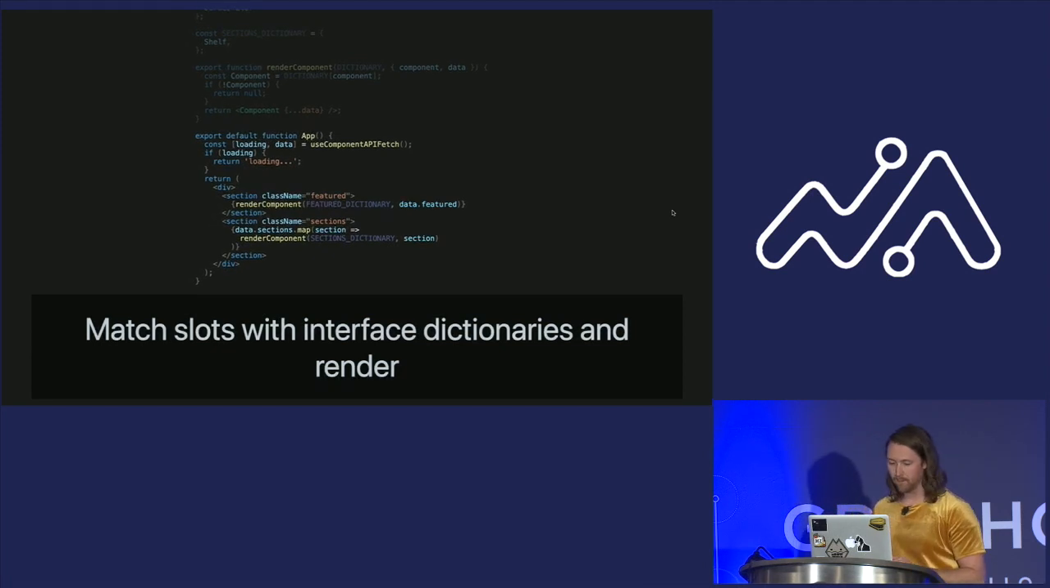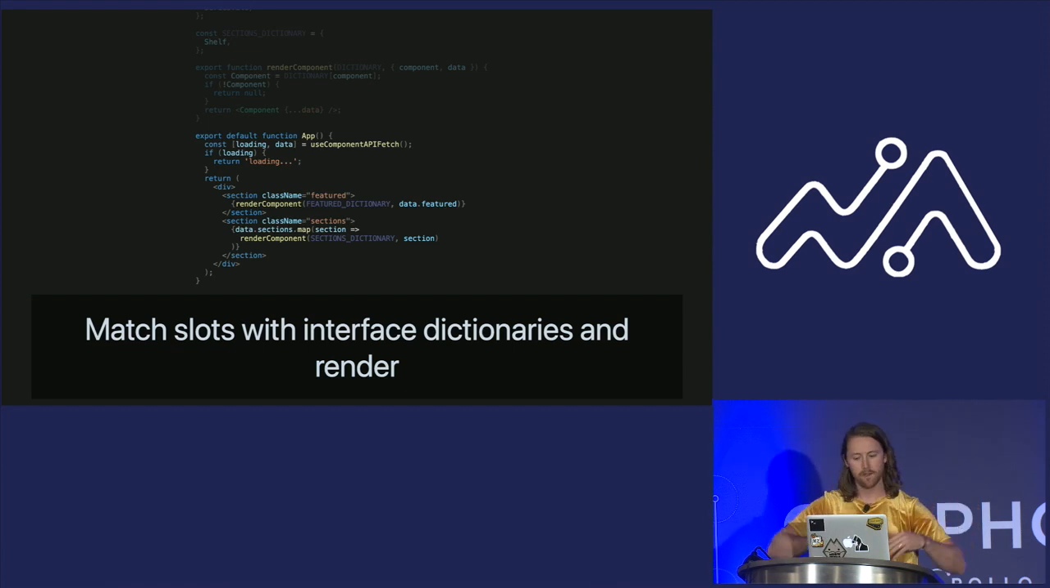And here's how we might wire that together in our app. We could take our featured dictionary, pass the featured field from our page response, take our sections dictionary, pass our sections. Right? So we're mapping over the sections there, rendering each section using that dictionary. So that's how we get our shelves to fill out on that home page.